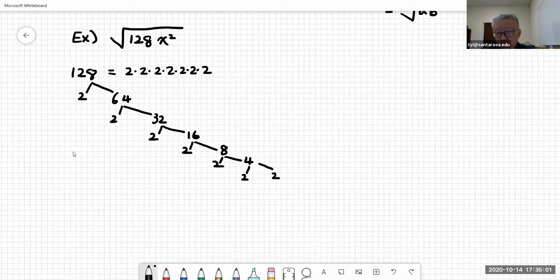So that's what the 128 is. If you want to multiply by 2 seven times, that's what you're going to get. So the square root of 128x squared, you can rewrite this this way: 1, 2, 3, 4, 5, 6, and 7. Then you've got x and x.